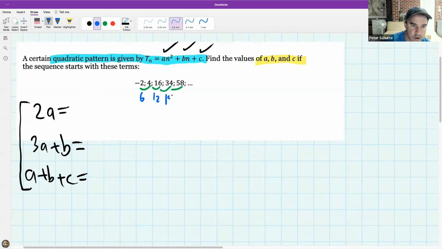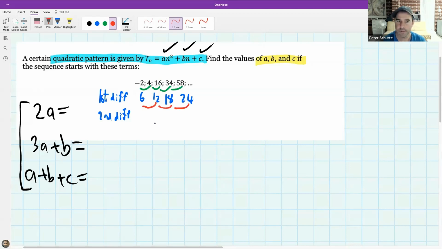So let's make sure that we know how to do this one. This is what we were practicing in the last lesson. And what I'm doing right now is I'm calculating what's called the first differences. So I went 4 minus minus 2 and I got 6, 16 minus 4 and I got 12. That's what we call the first difference of a pattern. And in a quadratic, we always expect the second difference to be constant. To calculate the second difference, we subtract the first differences. And so good news for me is that the second difference is 6.